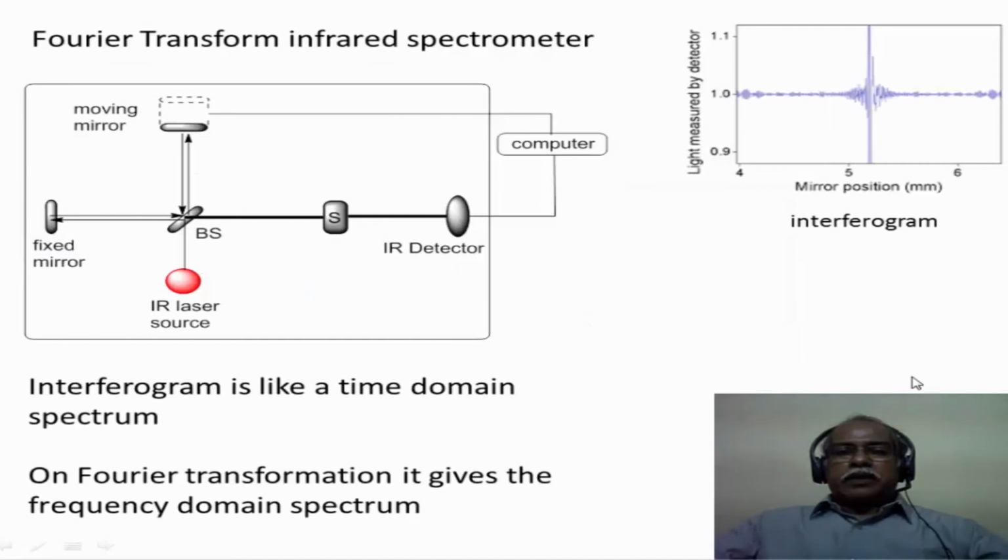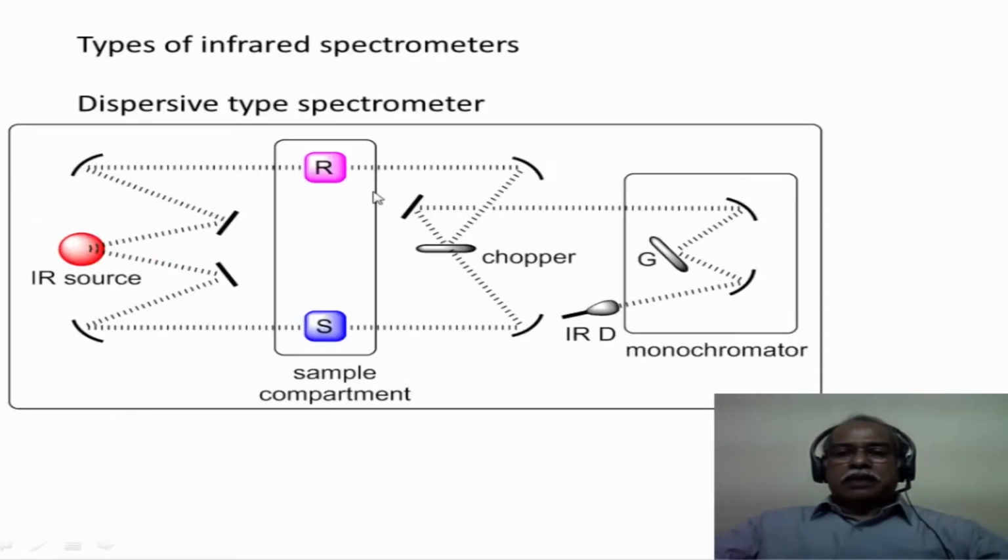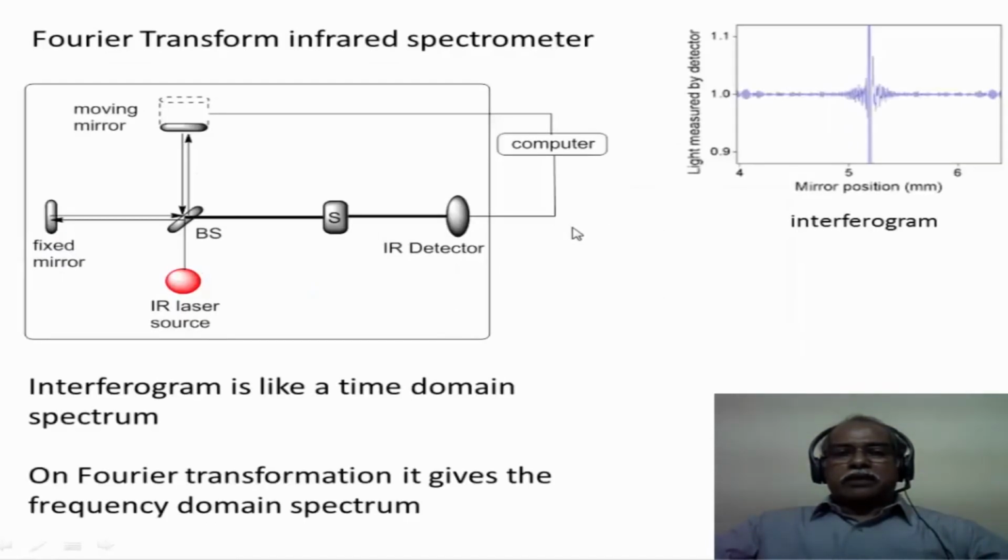In the other type of spectrometer, which is called the Fourier transform infrared spectrometer, this is the most modern spectrometer that is available. In fact, the dispersive one is an outdated spectrometer. Normally in commercial spectrometers, this is no longer available. Only the Fourier transform infrared spectrometer is readily available these days.